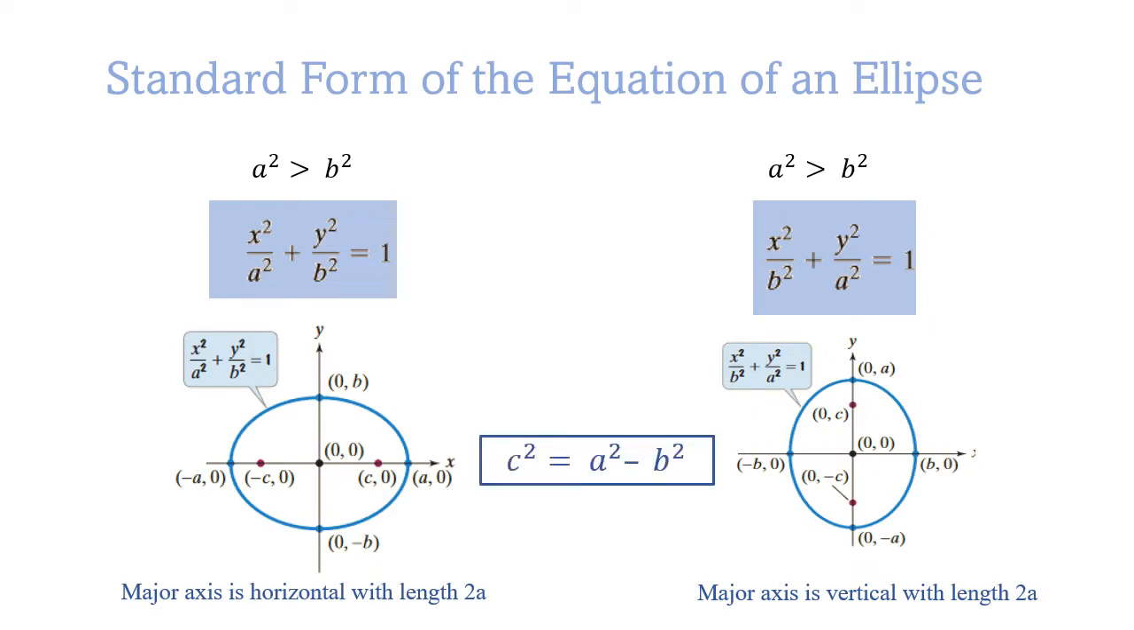In both cases, c squared equals a squared minus b squared. So c is the coordinate of the focus.